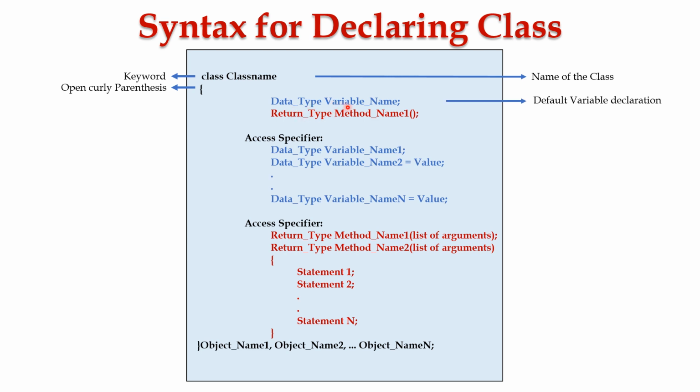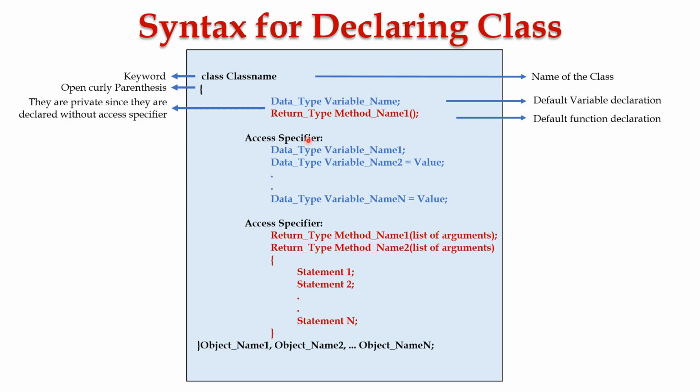Data type, variable name, ended with semicolon, is the variable declaration part. Then return type, method name, parenthesis, ended with semicolon. So this is the default function declaration part. We can have the function definition also here if we require that function as default function.